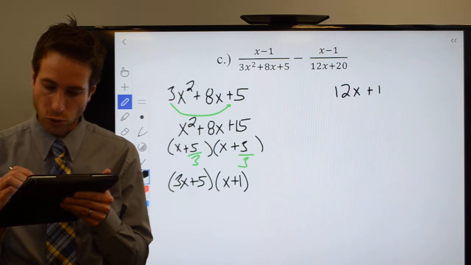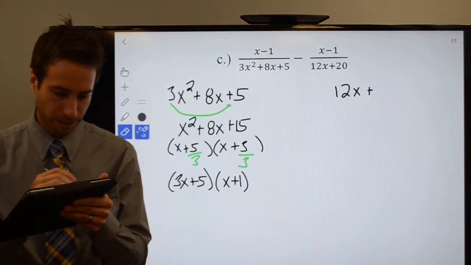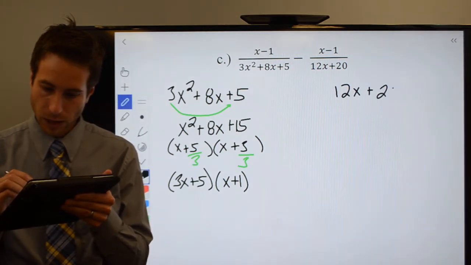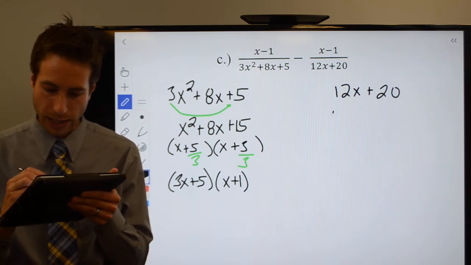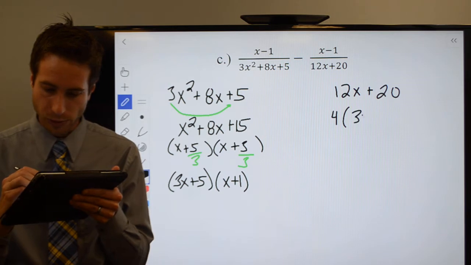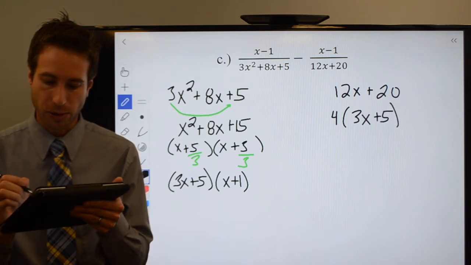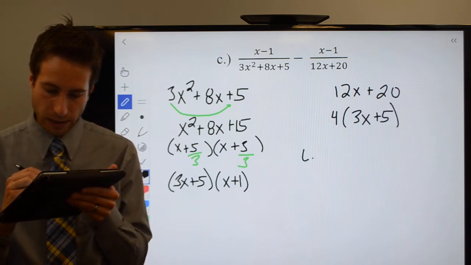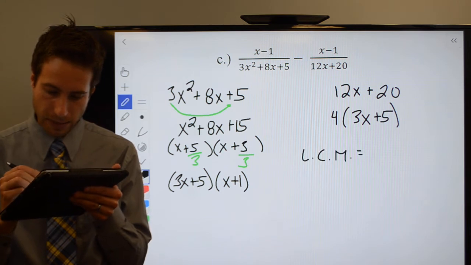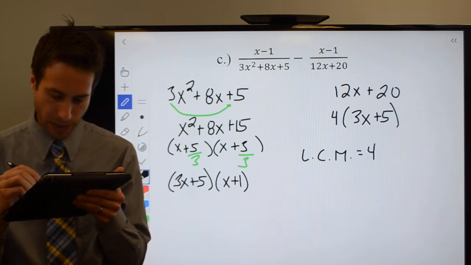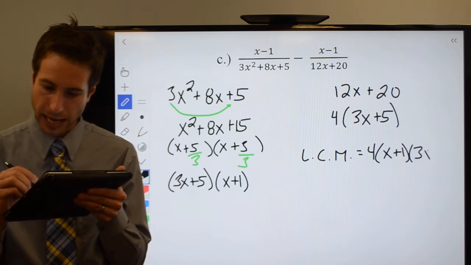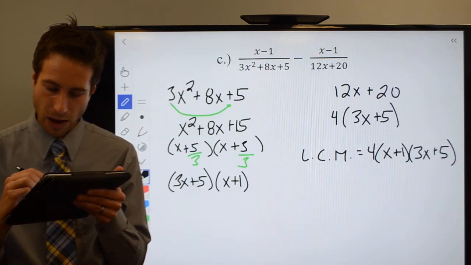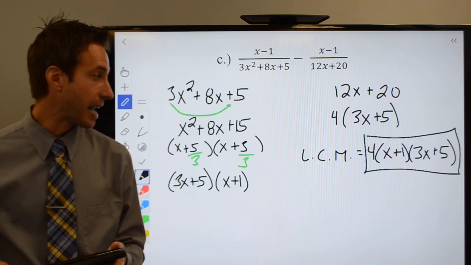So this guy will factor into these two binomials. Now, 12x plus 20, sorry. I believe I can pull a 4 out of those guys. So I pull out a 4, that leaves me with 3x plus, look at that, 3x plus 5. All right, so my LCM is going to be equal to the 4, the x plus 1, and the 3x plus 5. So there's my LCM.